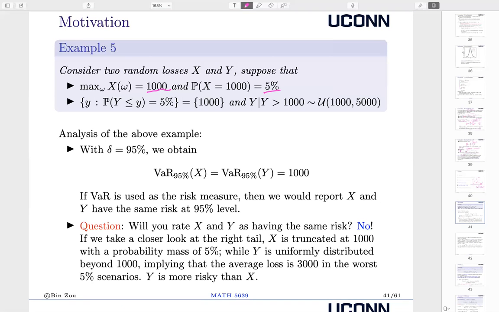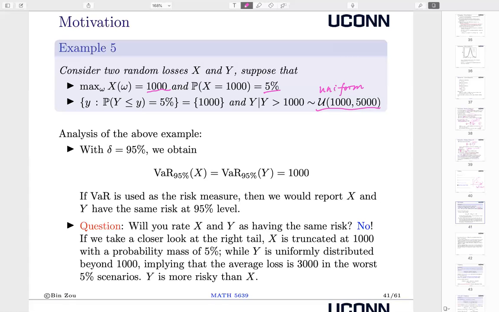And then I look at another case, Y. Y has something similar to X, that is, 1000 is also the separation point, such that on the left-hand side of 1000, I have 95%. On the right-hand side, I have 5%. But unlike X, on the right-hand side of 1000, Y is continuous. Y follows this special uniform distribution. So this U stands for uniform.